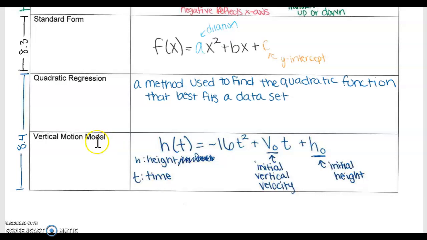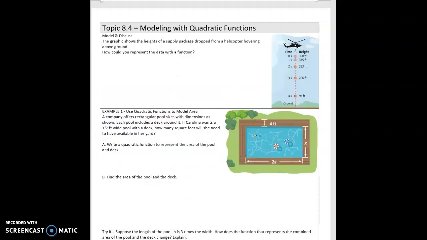What we are going to talk about is the vertical motion model, and the vertical motion model is shown by this formula here. We have negative 16 times t squared plus the initial vertical velocity, shown with a v sub-zero, times t, plus the initial height. h represents the height, and t represents the time.